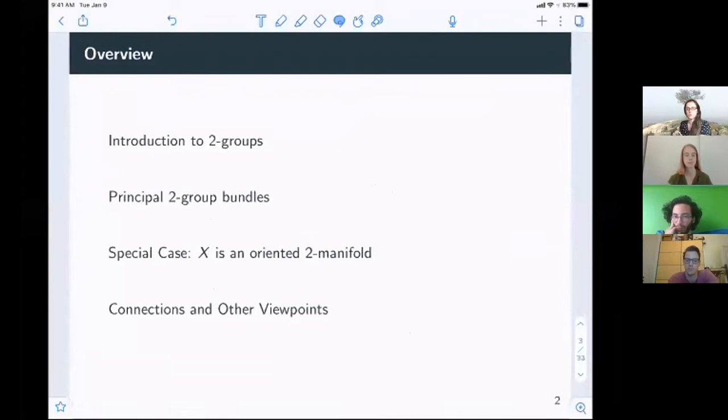So I'm going to do an introduction to what 2-groups are with lots of examples. We'll talk about one notion of principal 2-groups, and then that special case when X is an oriented 2-manifold. And then we'll think about some other connections that we can use these principal 2-groups for.